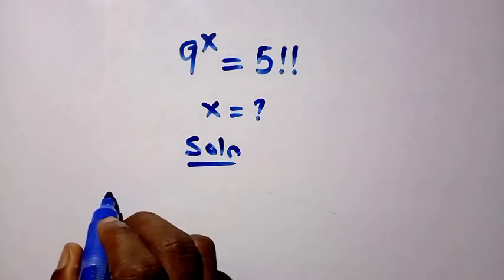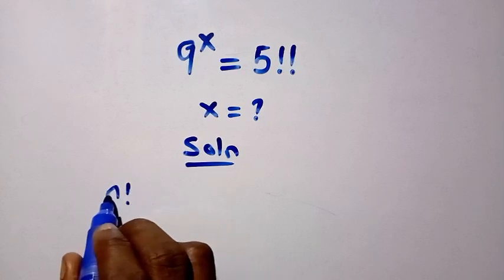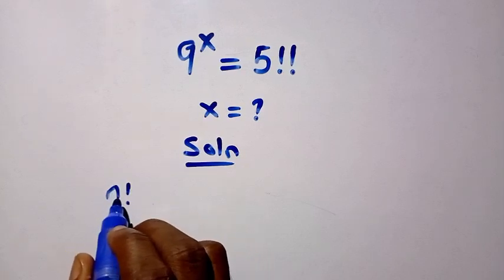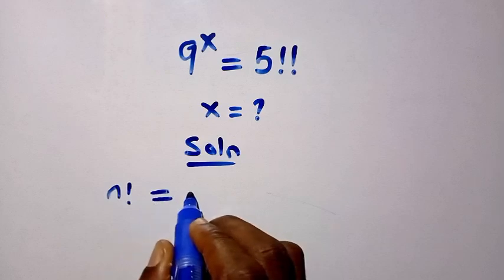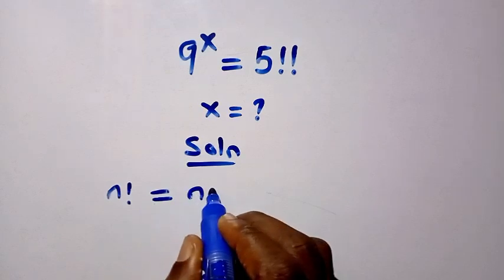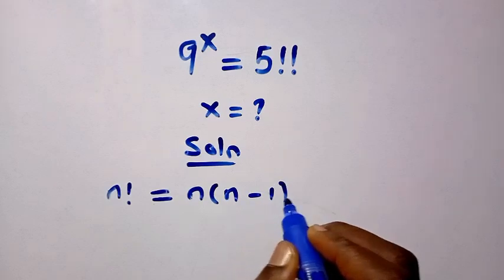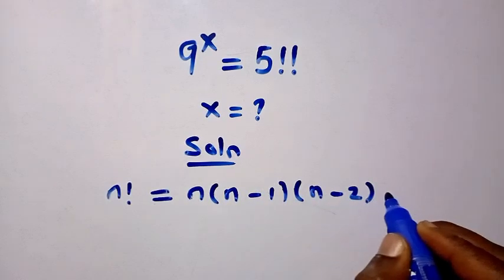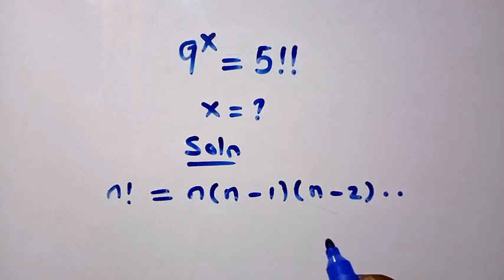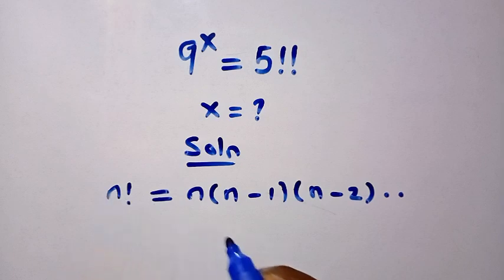Let's say we are given n factorial. So the n factorial here, as n is a positive integer, equals, so this is a recurrence, n multiplied by n minus 1 multiplied by n minus 2. And this is how it continues, irrespective of whether n is an even number or an odd number.